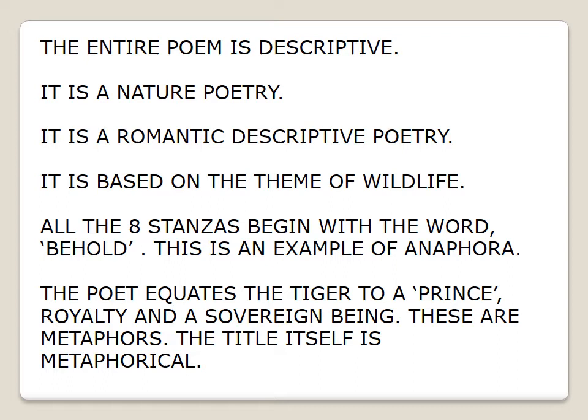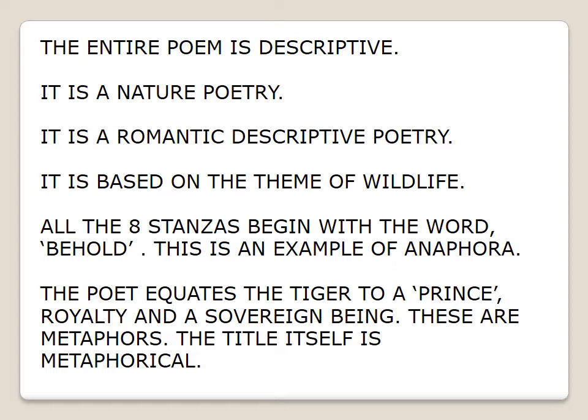Now, when we read the poem, we also see one striking feature. What is that? All the 8 stanzas are beginning with the same word, behold. Now, this is an example of an anaphora. Anaphora simply means a word that is repeated in the beginning of sentences.